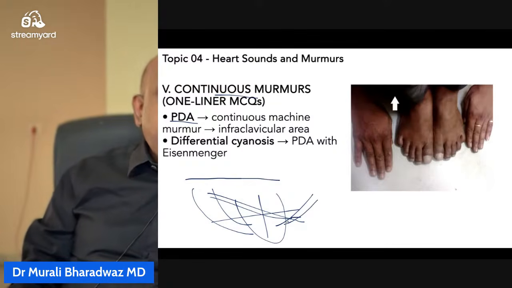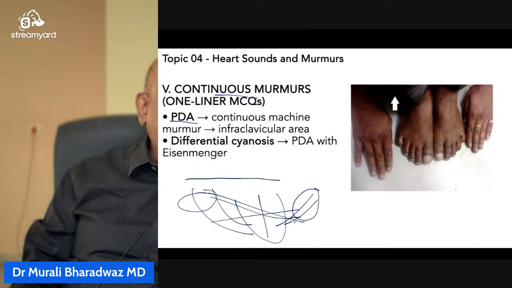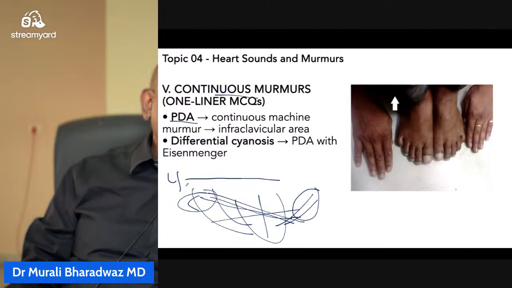Because of that, how will the blood flow? High pressure in aorta, low pressure in pulmonary artery. Obviously, where will the blood go from and to? From the left to right. And always remember, left to right shunts are acyanotic.